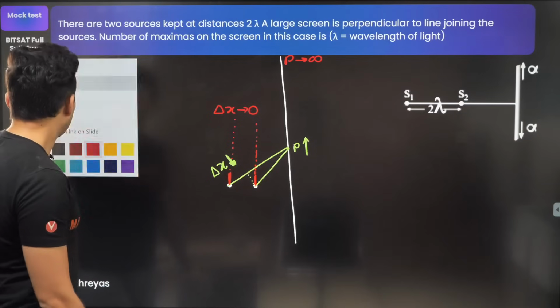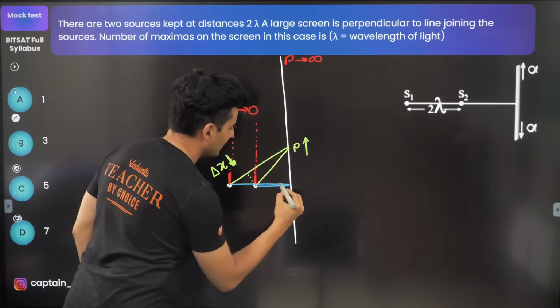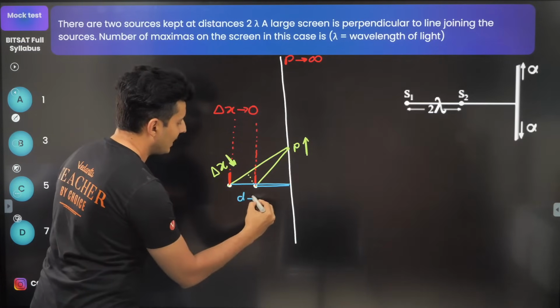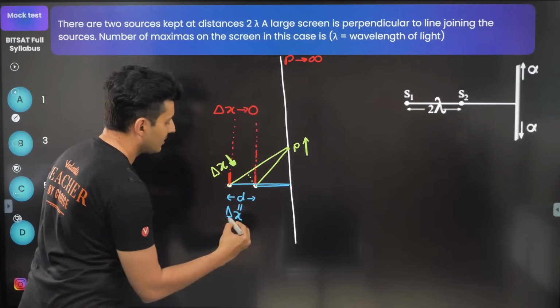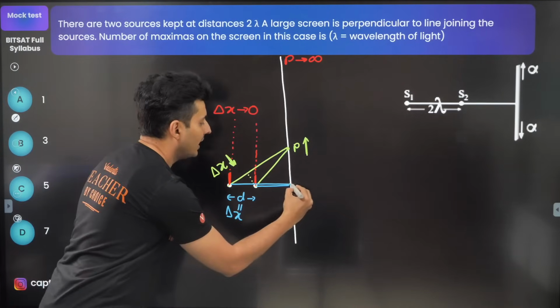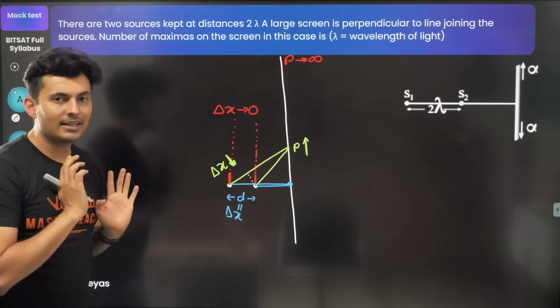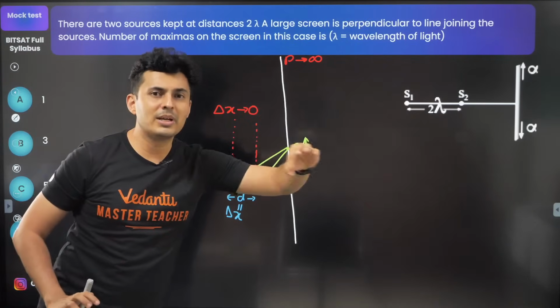Last thing, if you are just in front of the screen, right over here, you will see one ray will travel more distance and that distance will be exactly d. So here delta x is just equal to d when you are at this point. One ray is traveling exactly that extra distance. If you understand this, solving this problem becomes a cakewalk.